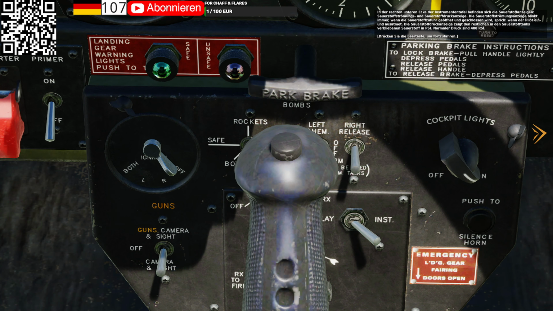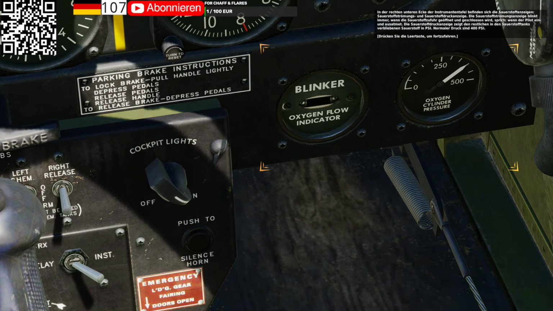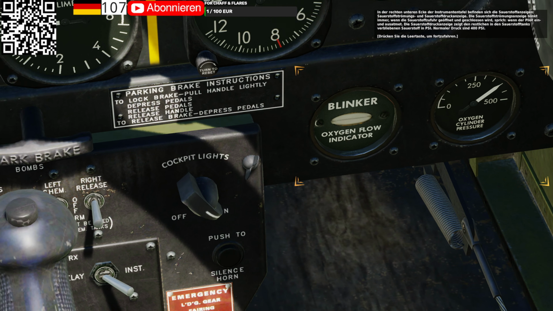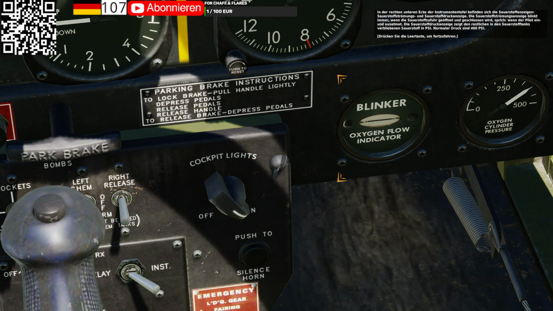On the right side below the instrument panel are the oxygen indicators, the oxygen flow indicator, and the oxygen pressure gauge. The oxygen flow indicator features a blinker that opens and closes as the pilot inhales and exhales on-demand oxygen. The oxygen pressure gauge shows the amount of oxygen remaining in the O2 tanks in pounds per square inch, PSI. A normal reading is 400 PSI.